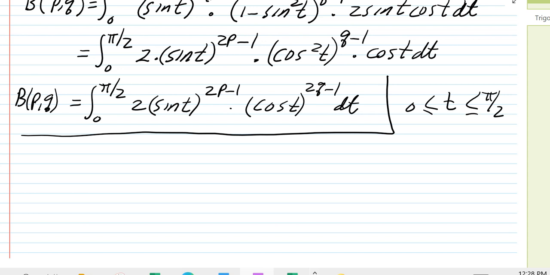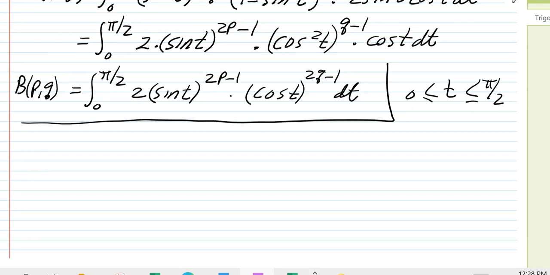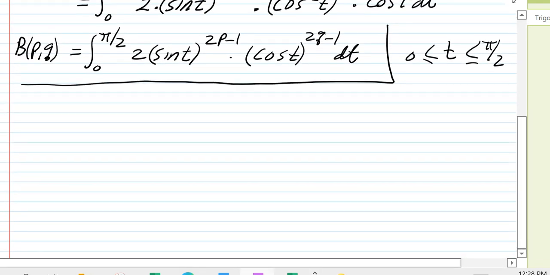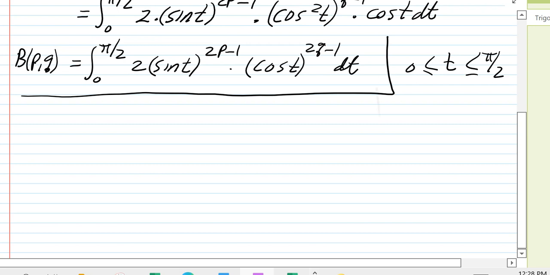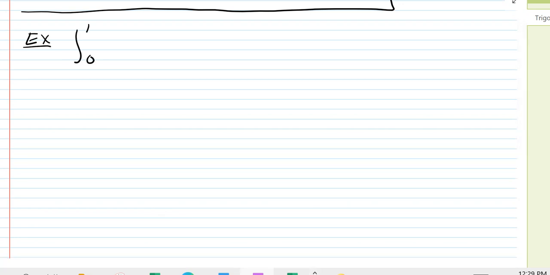Okay, so that's what we wanted to do, but what I also want to do now is give you an example of how useful this is, what we just derived. In my example that I made up, let's say we would like to evaluate the integral from 0 to pi over 2 of sine to the 7th t cosine to the 5th power of t dt.